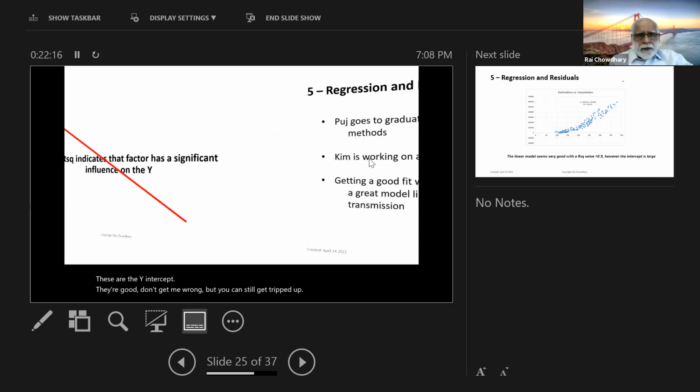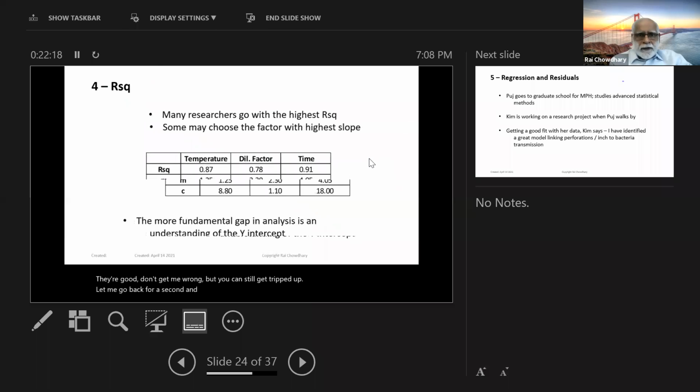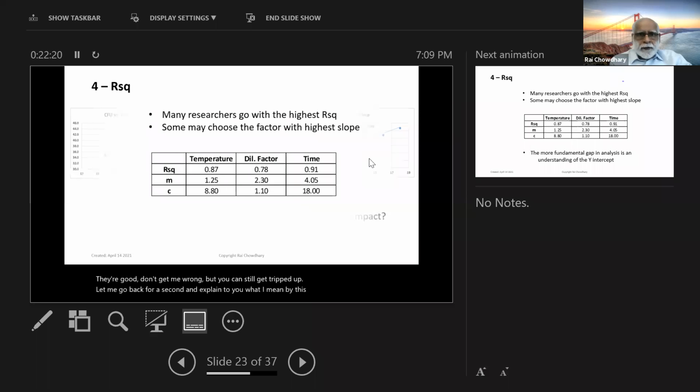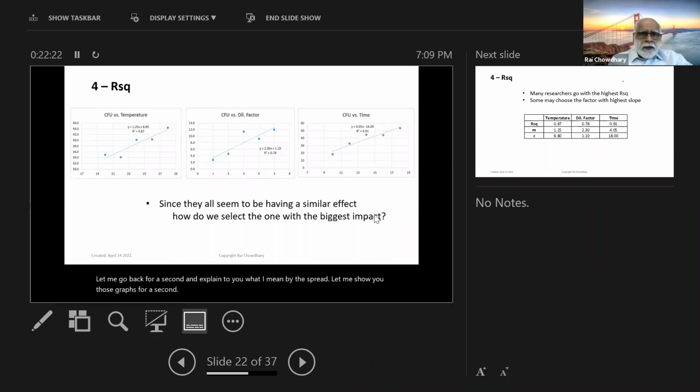Let me go back for a second and explain to you what I mean by the spread. Let me show you those graphs for a second. See how this spread is, this one data point is sitting over here. Compare these spreads, the spreads are not identical. Now, at the same time, although this one looks tightly knit together, you need to pay attention to the y-axis. The scaling on the y-axis is very different in each case.